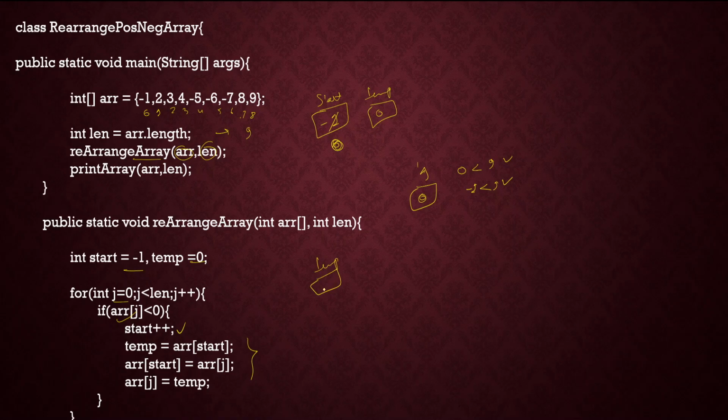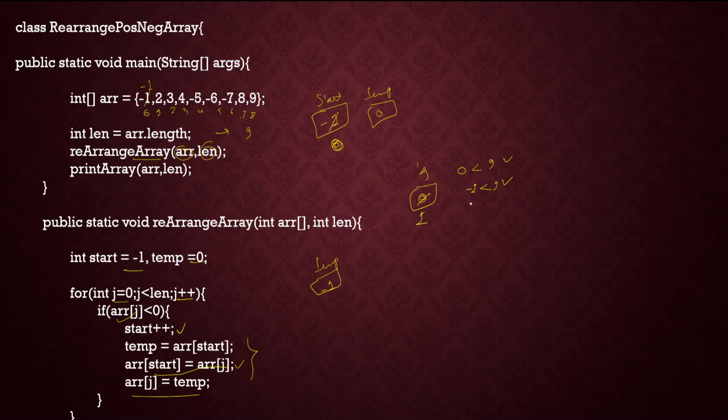Array of start, array of 0, will be placed over here into temp. Now this has been removed, meaning it is empty. Now array of j, which is 0, empty will be replaced with empty itself. So this operation is also completed. Now temp will be placed into array of j. So there is no change, -1 will be here itself. Now again j will be incremented by 1, it will come to 1.